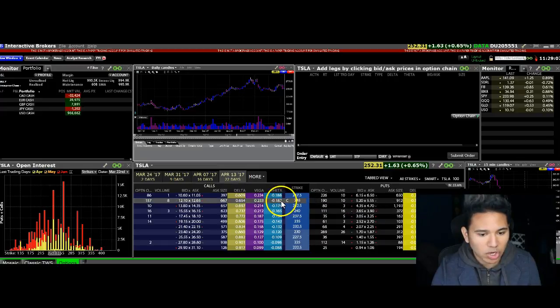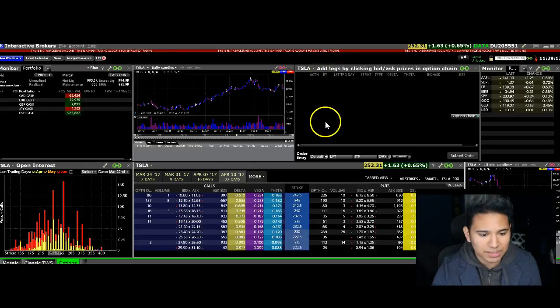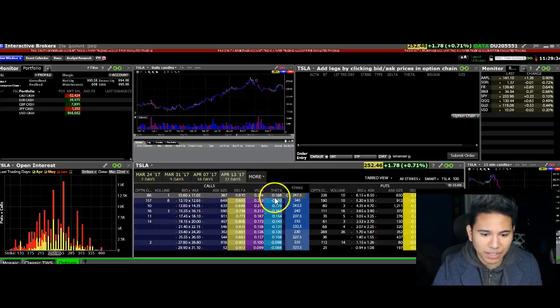It would cost you $12.10 if you buy it at the bid. The $12.10 minus the intrinsic value it has is roughly $7.10, because you're $5 in the money and the price is about 12. So essentially, you're paying the difference to buy the call.